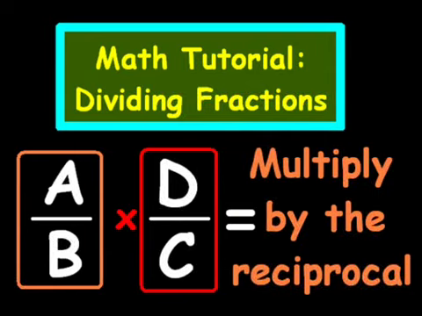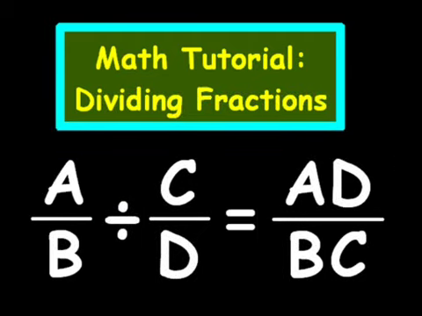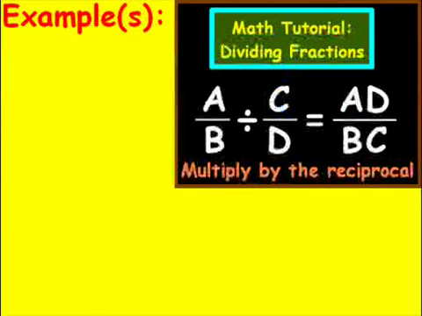And if we rewrite that, fraction A/B divided by fraction C/D is going to equal AD divided by BC, or fraction AD/BC. So essentially we're multiplying A times D, and we're dividing that by B times C. I'm going to go ahead and shrink this down, and we're going to work on two examples here.